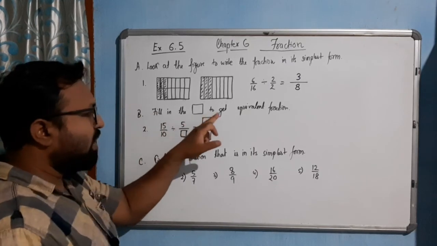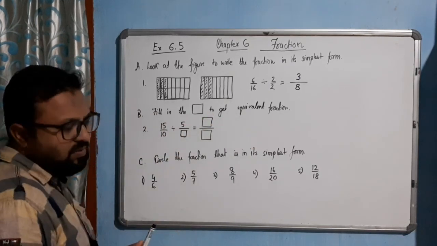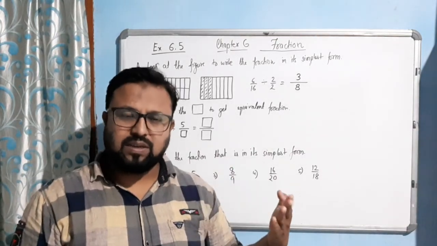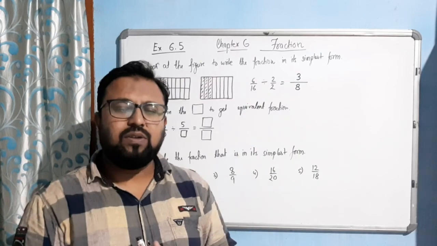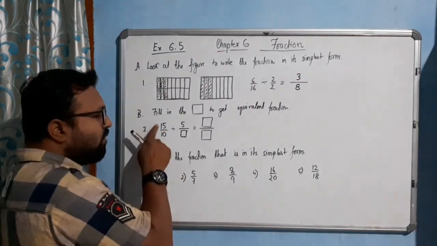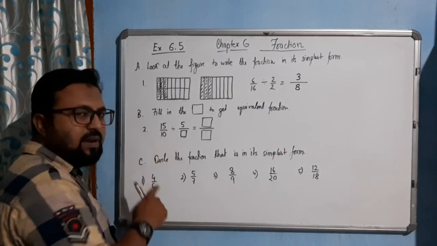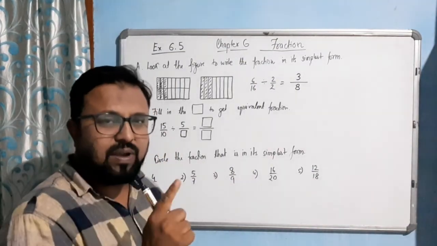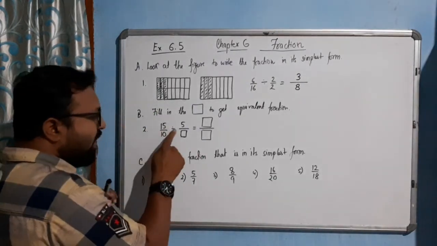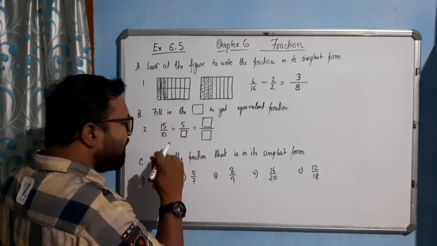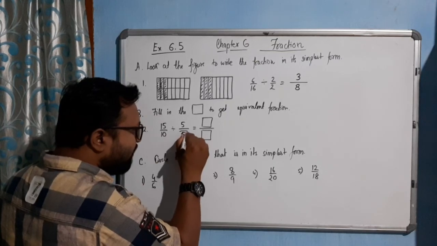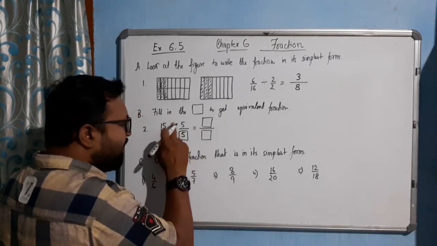Fill in the box to get an equivalent fraction. As I told you earlier, to get an equivalent fraction, either by multiplication or by division, you need to multiply both parts, the numerator and the denominator, with the same number, or divide with the same number. Right now here division is there, so you are dividing this numerator by 5. With the same number we have to divide this one also, so we will write 5 here. Is that clear?